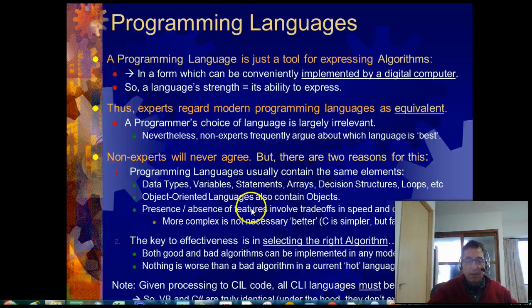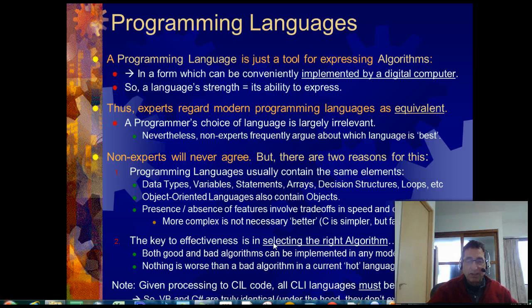Presence or the absence of features involve trade-offs in speed and complexity. So I guess, if you add in more decision structures, it could be more complex, but it might work faster, and so on. More complex is not necessarily better. The key to effectiveness is in selecting the right algorithm.